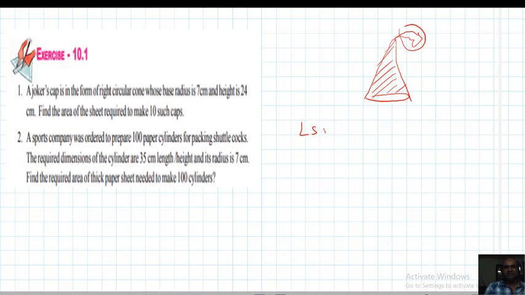So LSA of cone I can write is pi r l. First of all, I want to mention what is given: circular cone whose base radius is 7. This is 7 given. Height is 24. l should be found to find LSA. I will write here l square equal to 24 square plus 7 square. Okay.